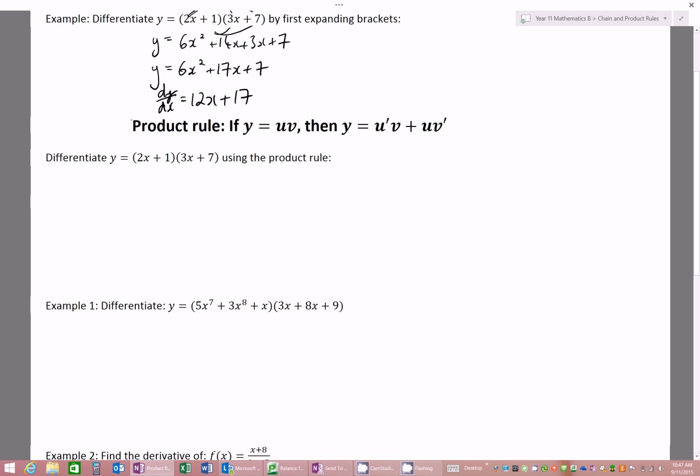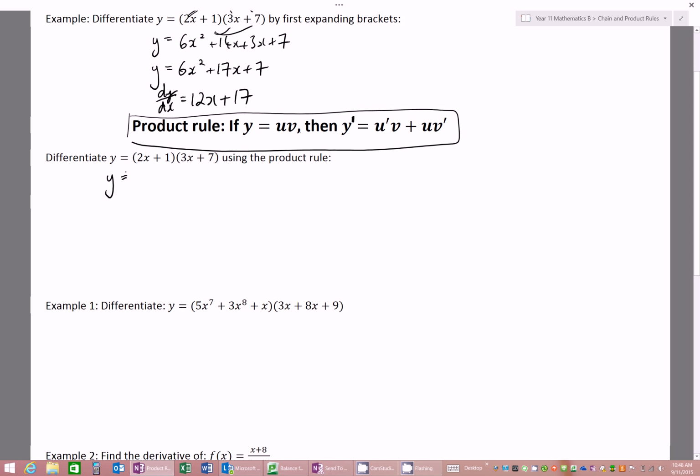Alright, so an alternate method is using this product rule. Product rule states if y is two functions multiplied together, and we're going to call them u and v, then we can find the dy dx, that should be y dash there. Can you change that on your notes, please? y dash is u dash v plus uv dash. Let's have a look, see how it works.